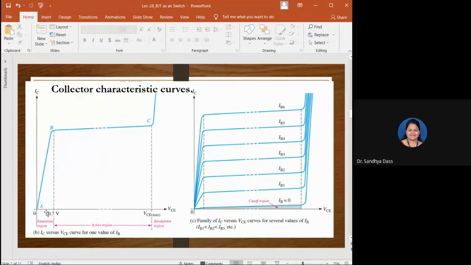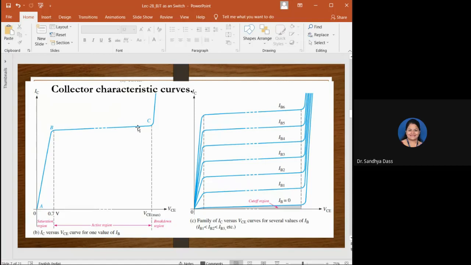And the junction condition is that both the base emitter junction and base collector junction are forward biased. Once this VCE crosses 0.7 volts, that is the condition when the base collector junction becomes reverse biased. So the base emitter junction is forward biased, the base collector junction is reverse biased. That is the condition when the BJT is operating in the active region, and the collector current will be almost saturated.